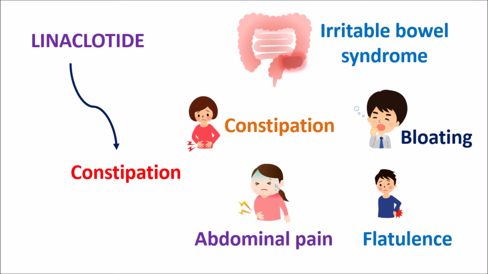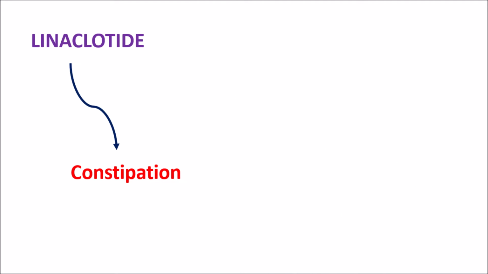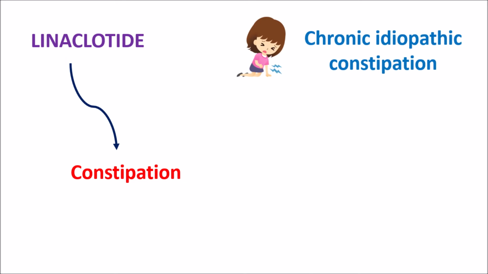Linaclotide is one of the medications which can increase fluid secretion within the lumen, thereby it can increase the GI motility and it can relieve the symptoms of constipation. That's why this medication is used in conditions like irritable bowel syndrome associated constipation. Similarly, it can be used for other conditions where constipation is associated. So this medication can be used in conditions like chronic idiopathic constipation.